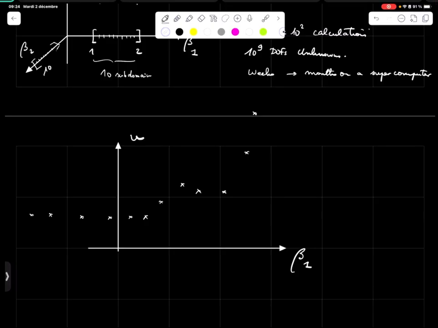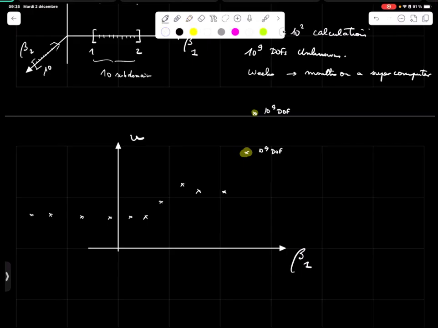So let's try to just imagine. Of course, you don't know the solution in advance. So that graph that I'm drawing here, you don't know. All these points are solutions that you need to compute, each of them. They are not coming for free. This is a 10 to the power 9 degree of freedom problem, each of them. So that means this is not cheap. When you compute that, you can imagine this is not something you do lightly. You need to select what you compute in a smart way. So how do you do that?